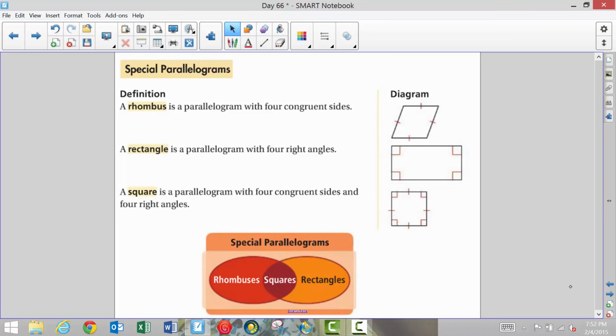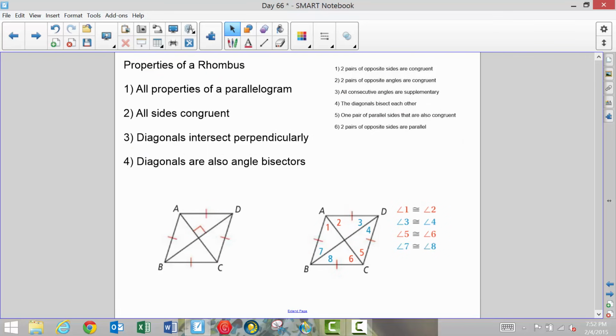So let's get into those properties. So properties of the rhombus. First property of the rhombus is it has all the properties of a parallelogram. So you have to know these 6 properties by heart. So a rhombus is a parallelogram, meaning it will have all 6 properties over here. In addition to all sides being congruent, the diagonals intersect perpendicularly, meaning that the diagonals will meet at 90 degrees. And then you have the diagonals are also angle bisectors.